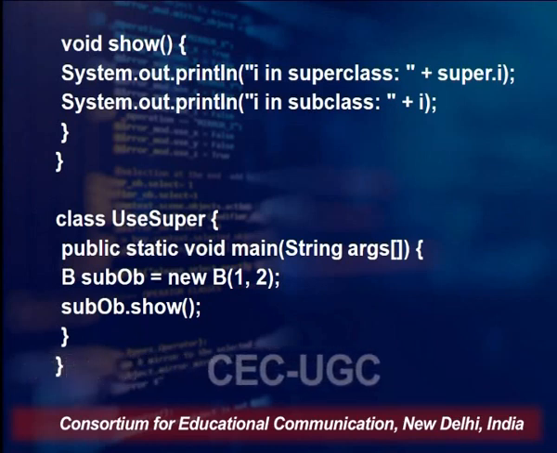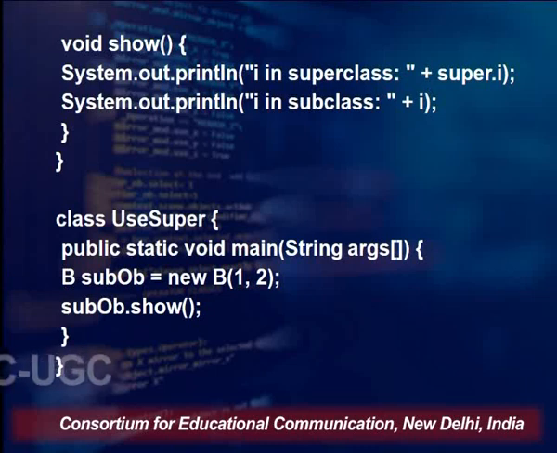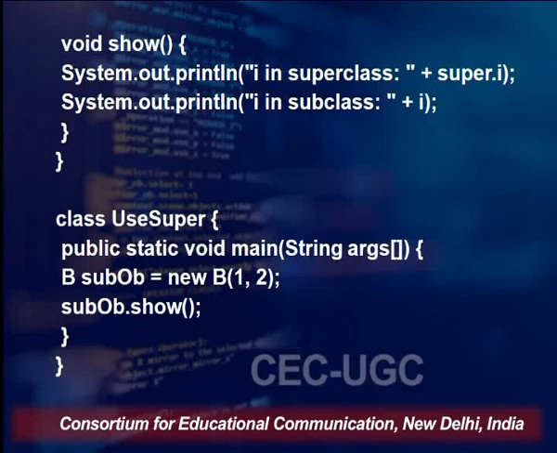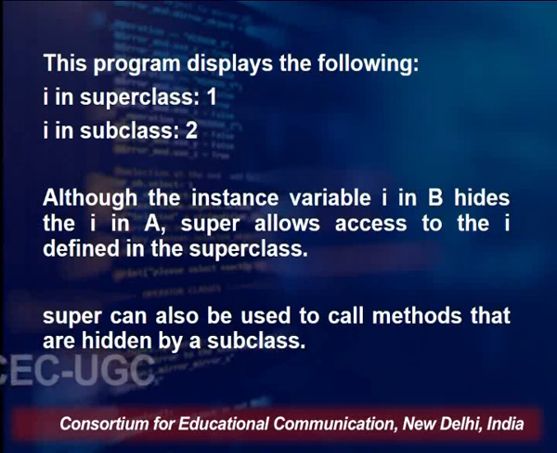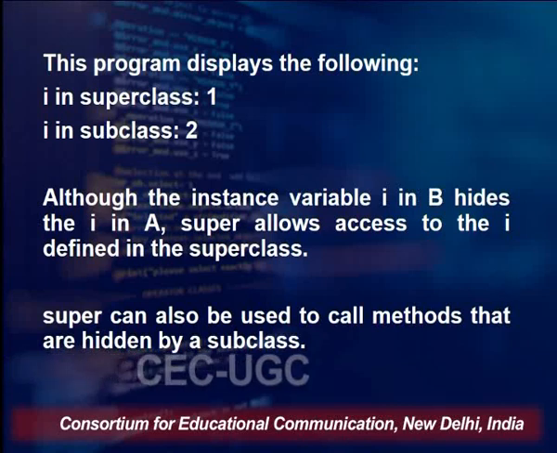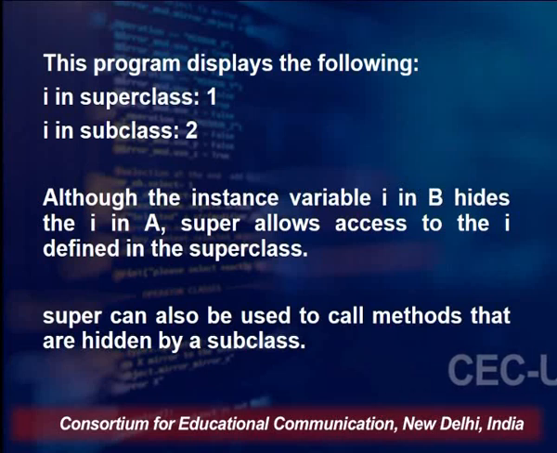That means B sub ob, whatever the name of the object, it's a variable name, you can give it, is equal to new B(1, 2), and then we have called the show method with this particular object, and as the output it is going to give us I in superclass as 1 and I in subclass as 2.